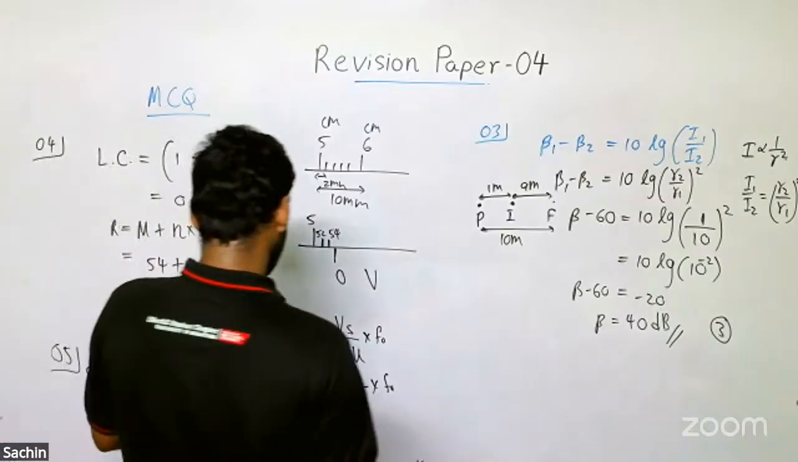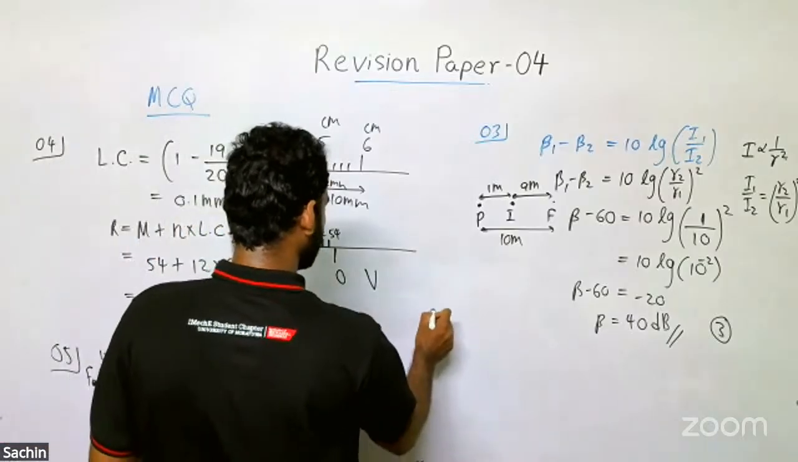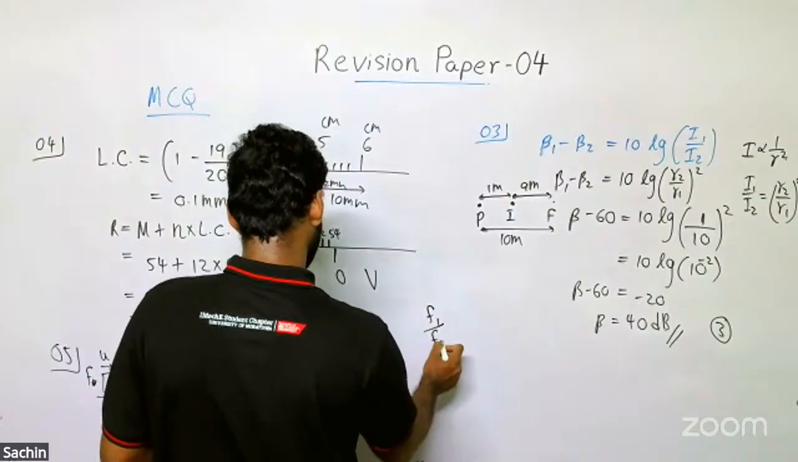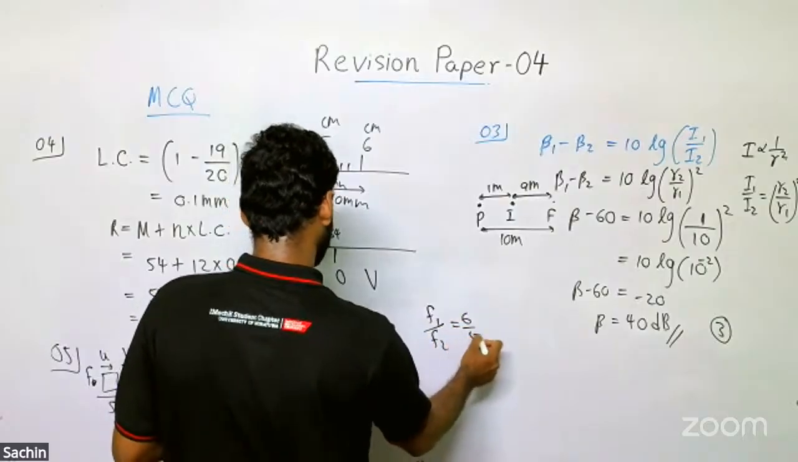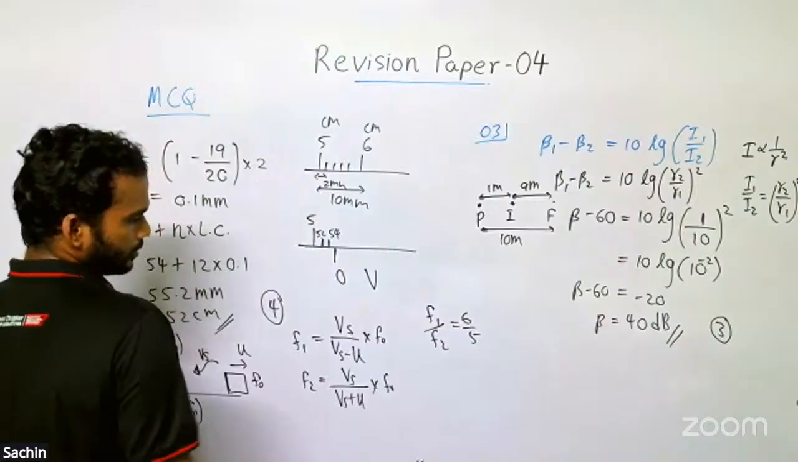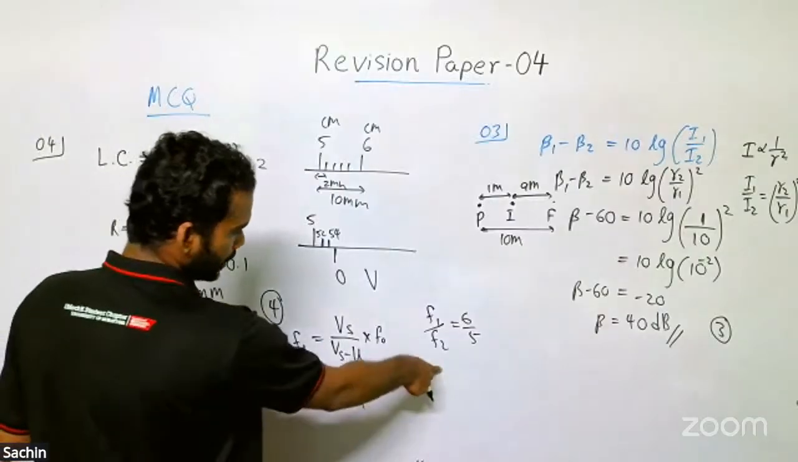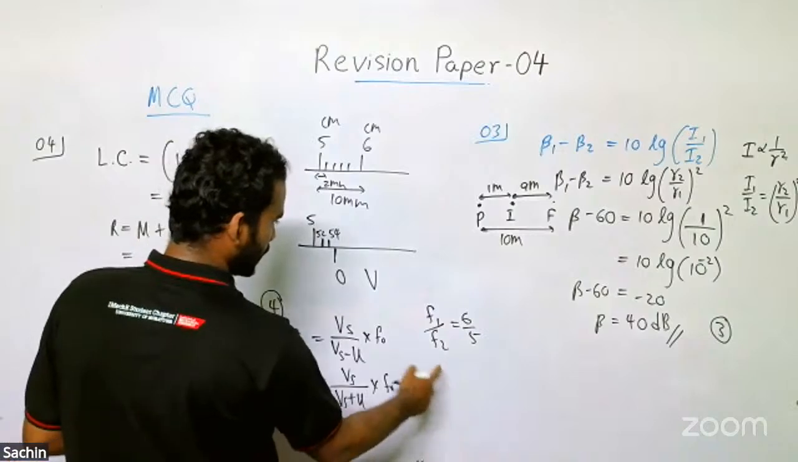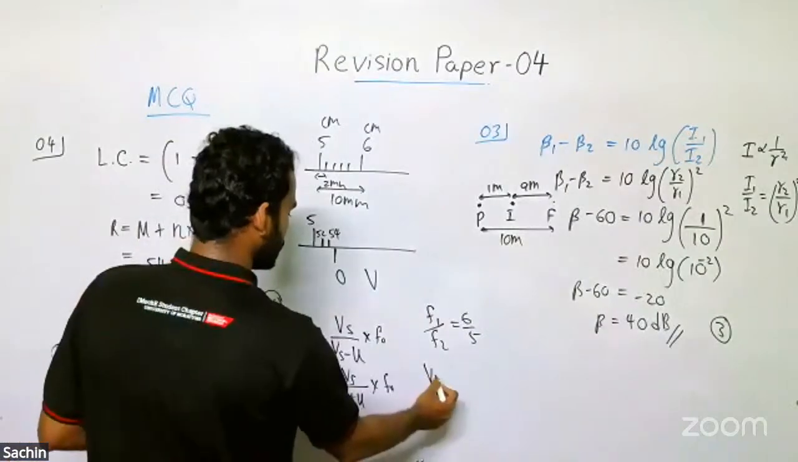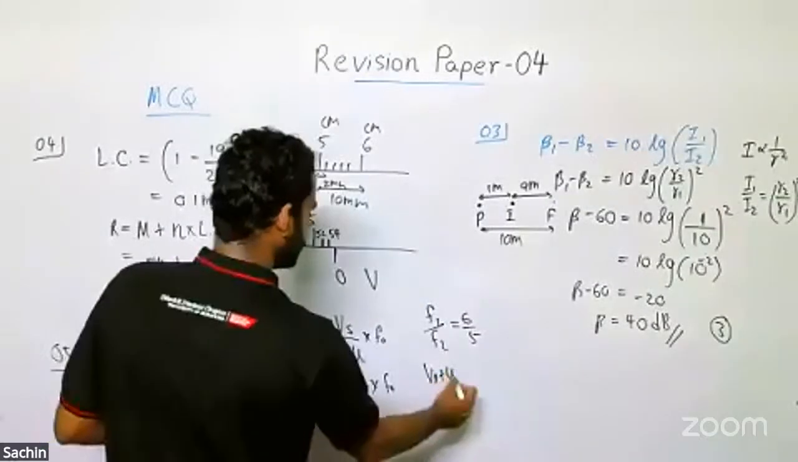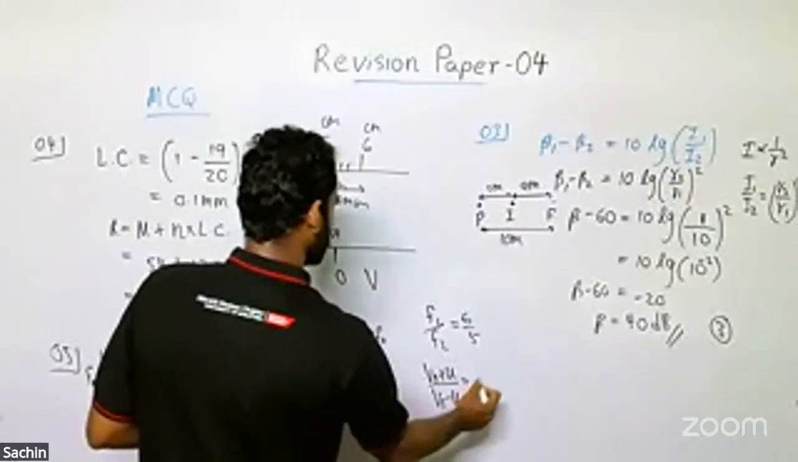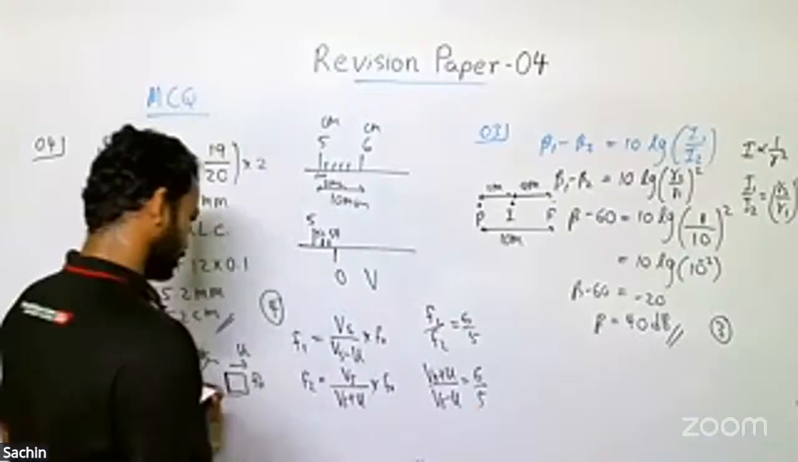Okay, so they have given the ratio F1 over F2 is equal to 6:5. So just substitute these two formulas. When you substitute these two formulas here, you will find that the frequency ratio is equal to Vs plus U divided by Vs minus U. So this is equal to 6/5.